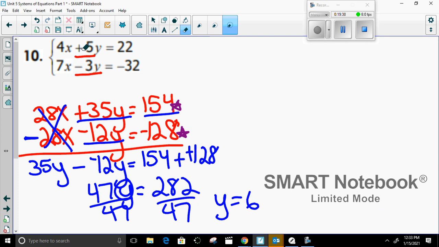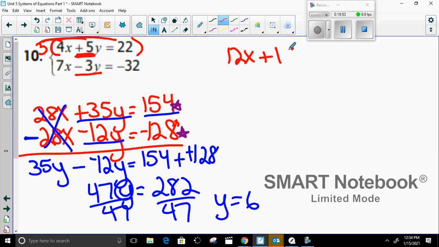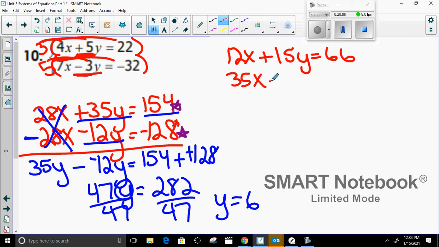So if I wanted to get those to be opposite, well, 5 times 3 is 15. That's the first number they have in common. So what do I have to multiply this 5 by to get a 15? I have to multiply it by 3. Everything gets multiplied by 3. So that would be 12x plus 15y equals 66. In the bottom, if I want to get this to be a negative 15, I have to multiply the negative 3 by a 5. So what does that give me? 35x minus 15y equals negative 32 times 5, which is negative 160.